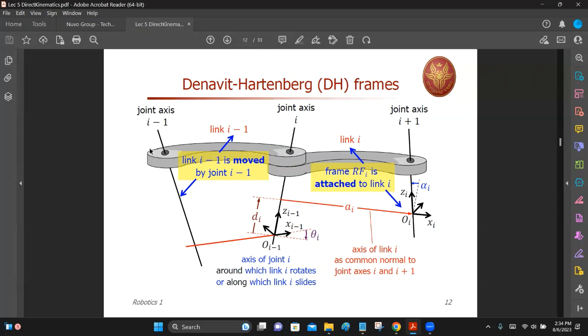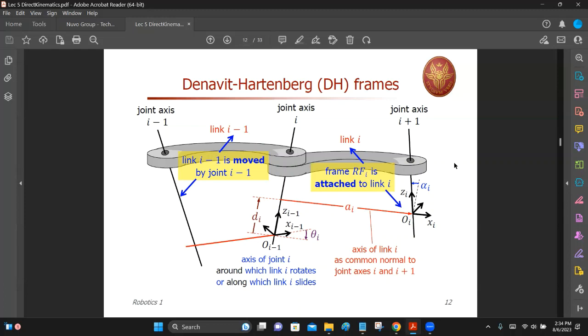We assume the left-hand side is towards the base, right? This side is towards the base. So that's why this is I minus 1. This is I plus 1, okay? The left-hand side is the base side. The right-hand side is the end effector side, okay? All right.